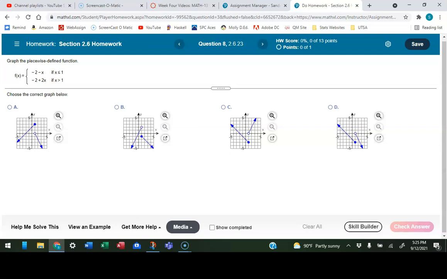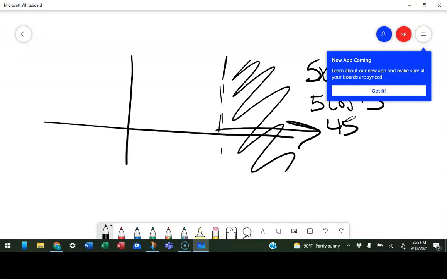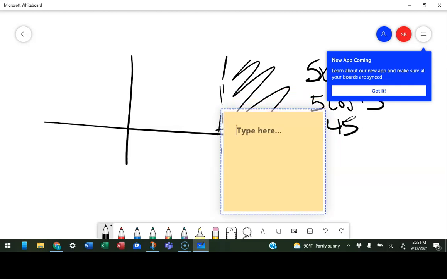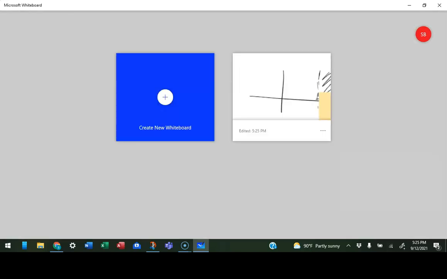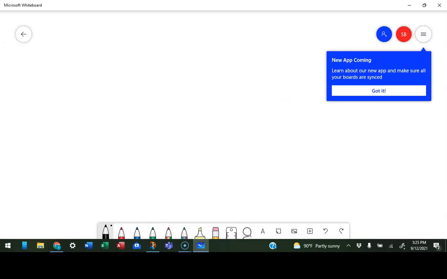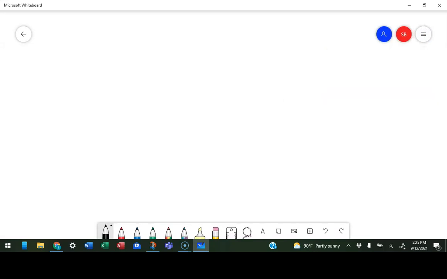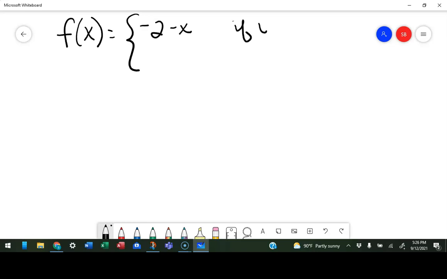Okay, so what we're going to do is go to the whiteboard. Kind of nifty, okay? And I'm going to erase the whiteboard. How do I erase the whiteboard? No, that's not what I wanted to do. Go back. Okay. Create a new whiteboard. This is exciting. Okay, so here's what I have. I've got f of x equals negative 2 minus x if x is less than or equal to 1, and negative 2 plus 2x if x is greater than 1.